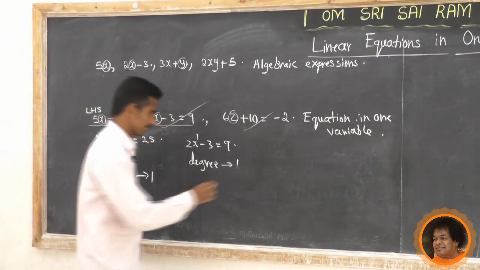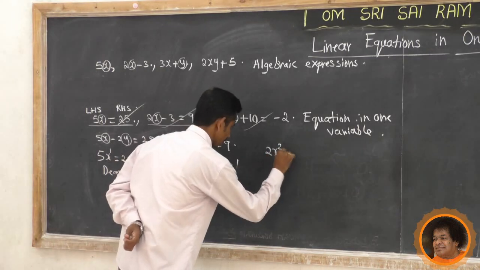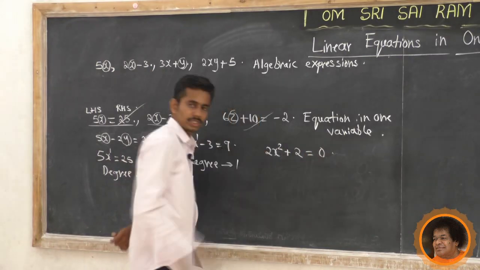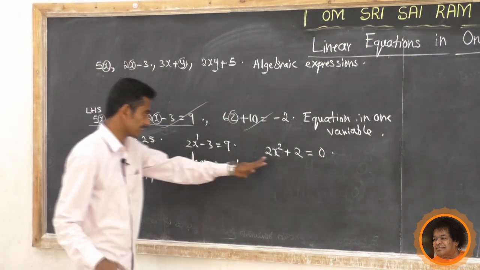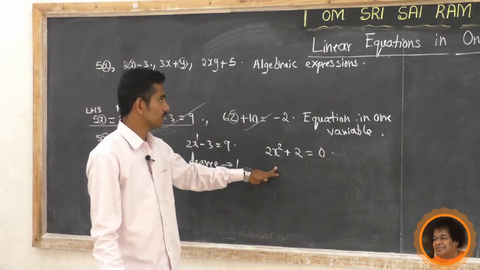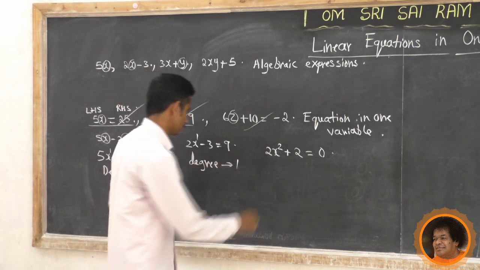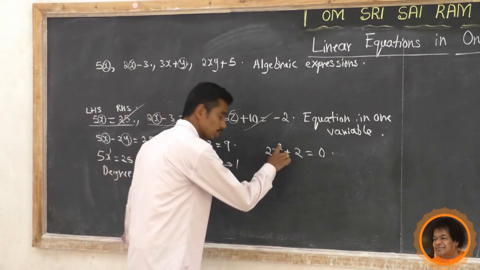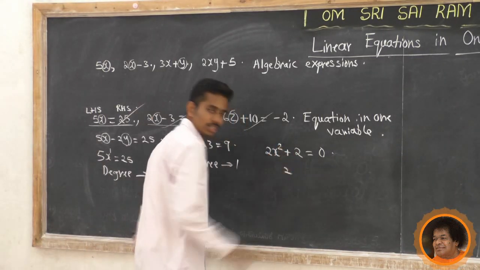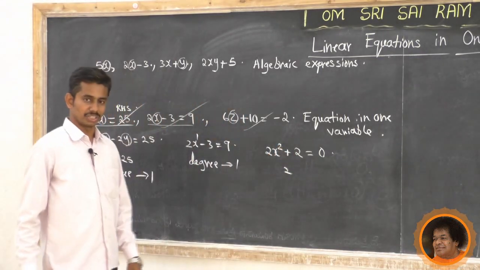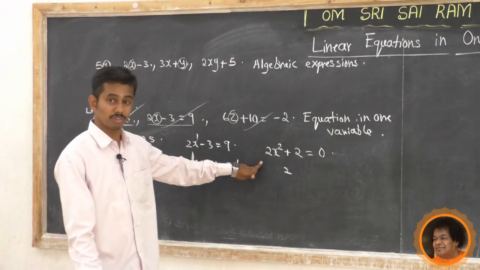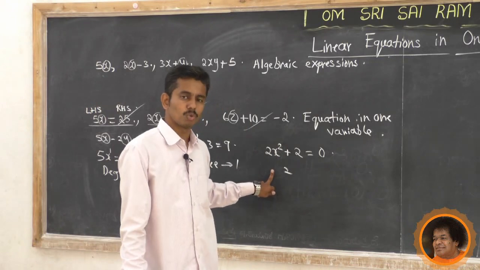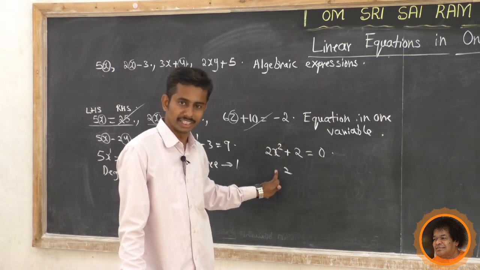I will write another example. 2x squared plus 2 equal to 0. Is it an equation? Yes, it is also an equation, but it is not a linear equation. Find the degree. What is the degree? Highest power of the variable is 2, x squared. So degree is 2. It is not a linear equation. Another name is given for this equation, that is quadratic equation. It is not a linear equation.